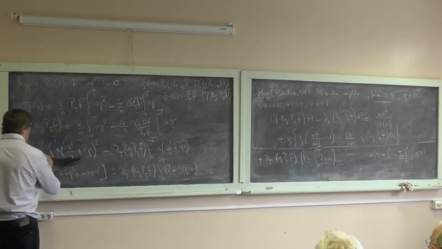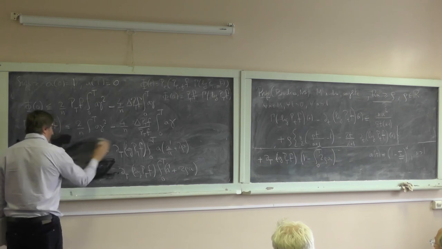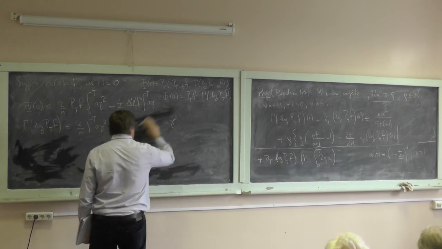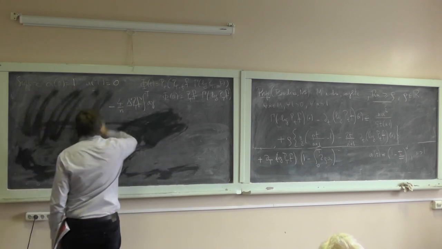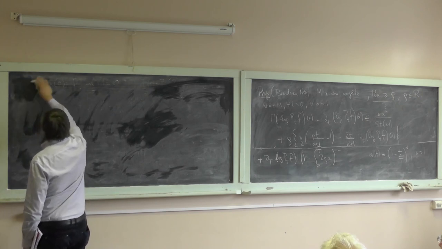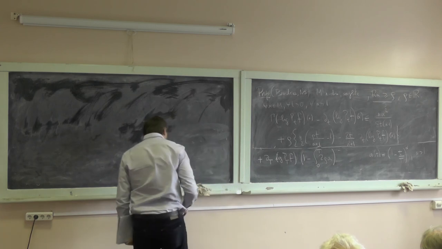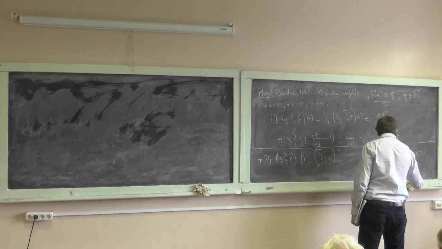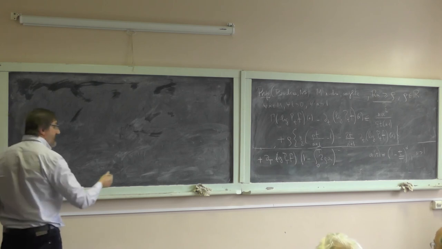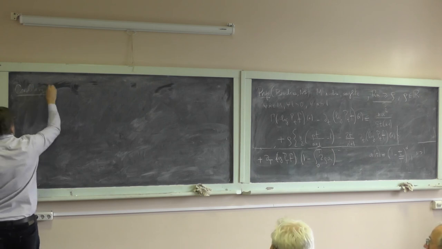Let me make just a few concluding remarks. Okay, so an immediate corollary, as I said, choosing alpha equal to 2, is the following.